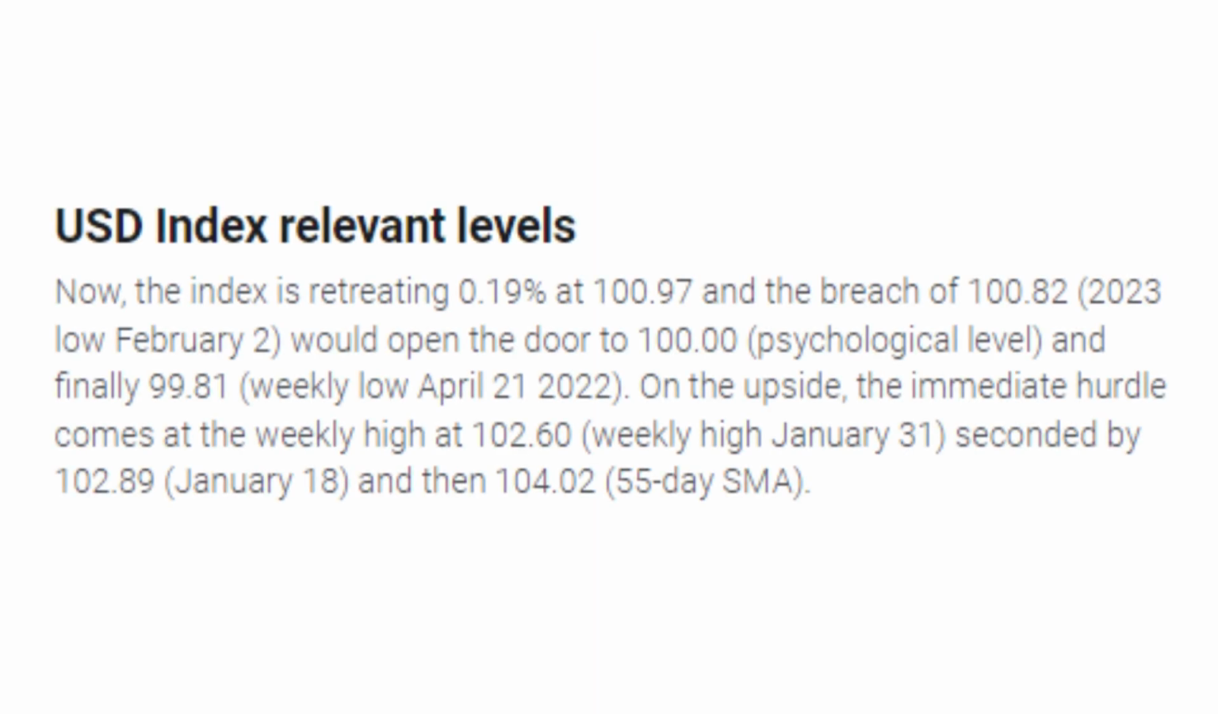USD index relevant levels. Now, the index is retreating 0.19% at 100.97, and the breach of 100.82, 2023 low February 2nd, would open the door to 100.00, psychological level, and finally 99.81, weekly low April 21, 2022. On the upside, the immediate hurdle comes at the weekly high at 102.60, weekly high January 31st, seconded by 102.89, January 18th, and then 104.02, 55-day SMA.